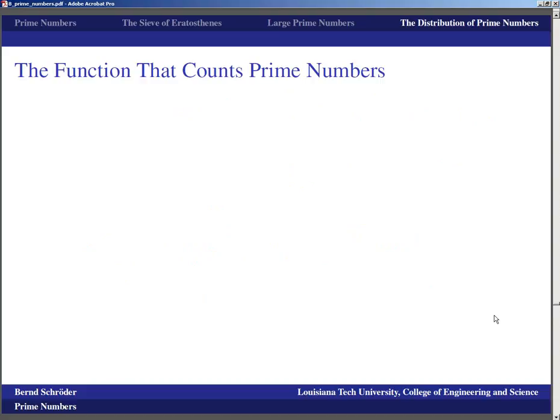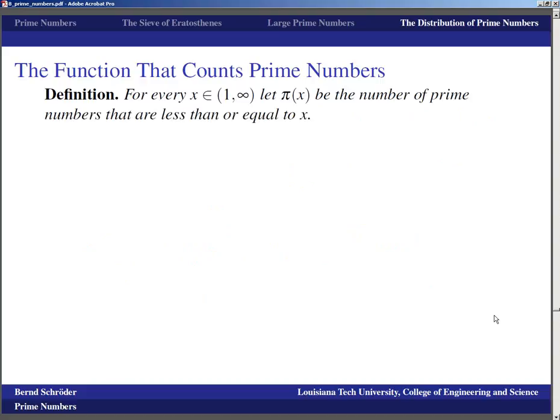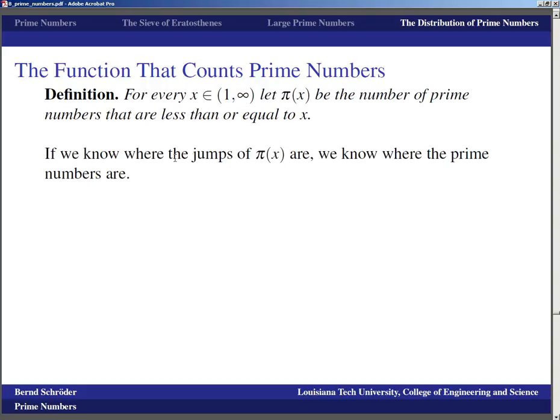One of the things that is then really interesting and was introduced by Gauss is the function that counts prime numbers. Definition is that for every x between 1 and going all the way to infinity, we let pi of x be the number of prime numbers that are less than or equal to x. So if we know where the jumps of this function are, then we know where the prime numbers are, because this function is horizontal, right? Because there are no prime numbers between 2 and 3 in the open interval. It's just on the ends, and of course, when numbers go from 1.9 to 1.99, when it goes past 2, it jumps, and when it goes past 3, it jumps also.